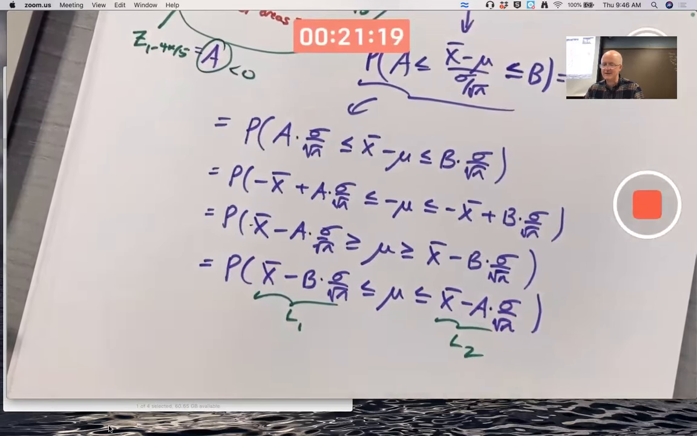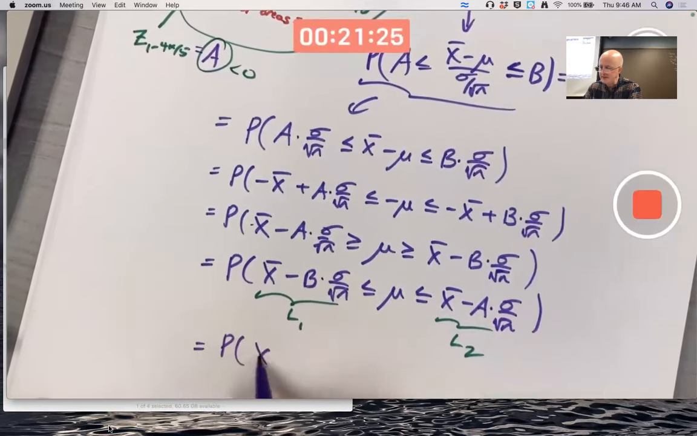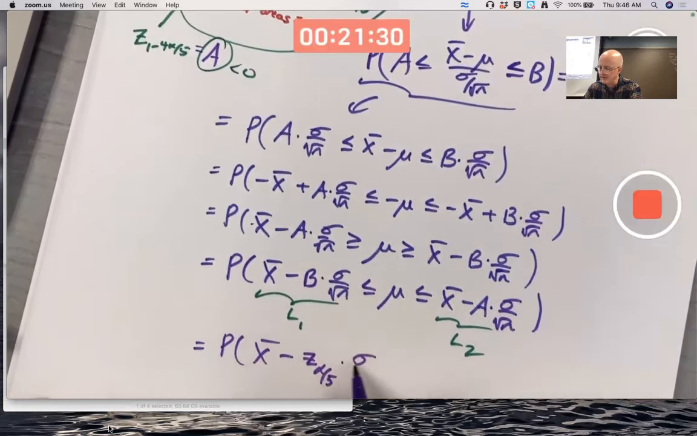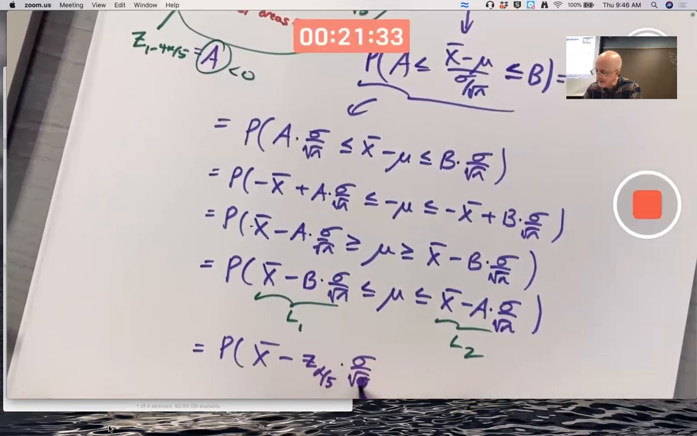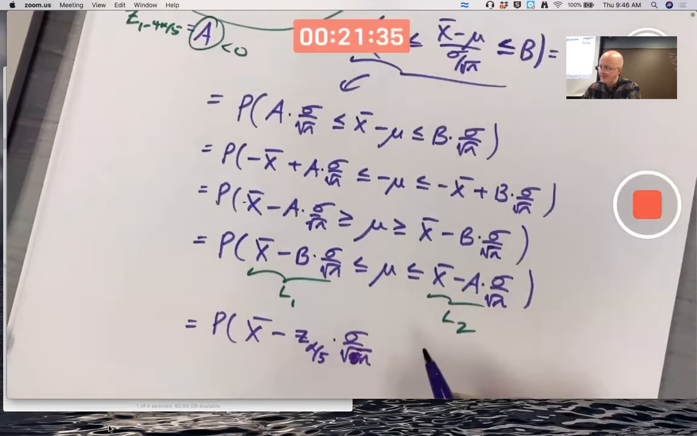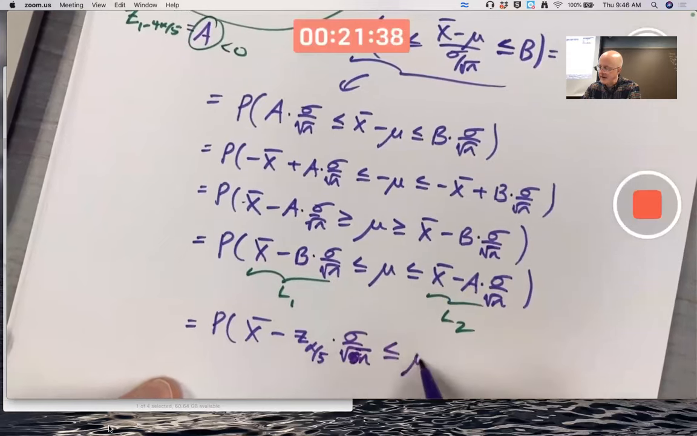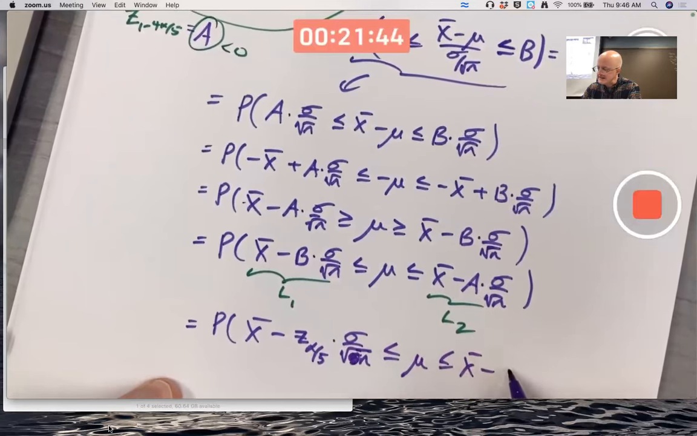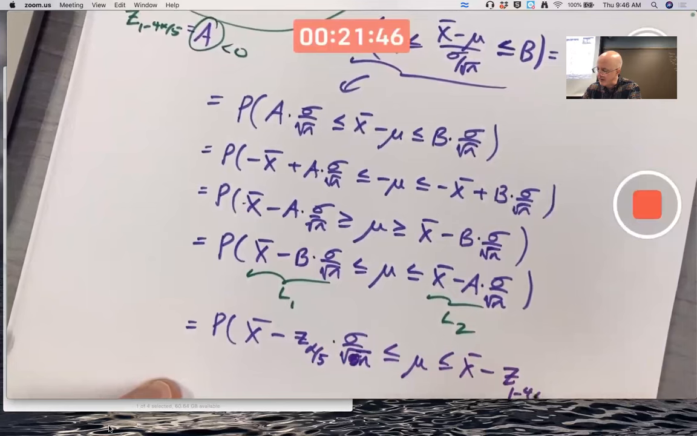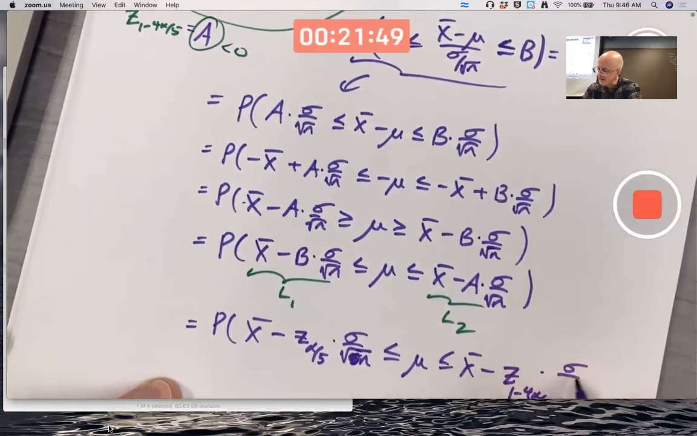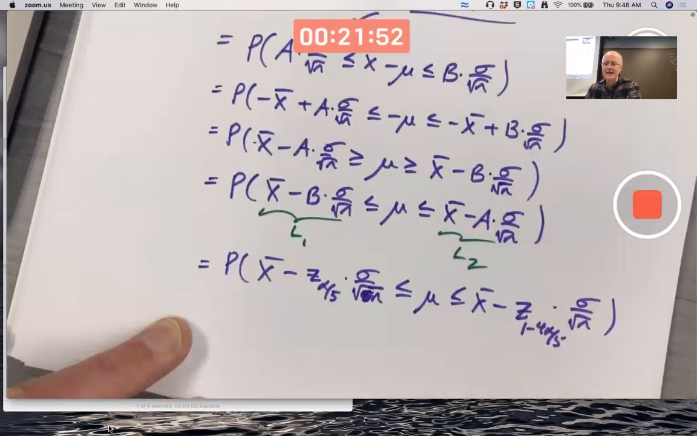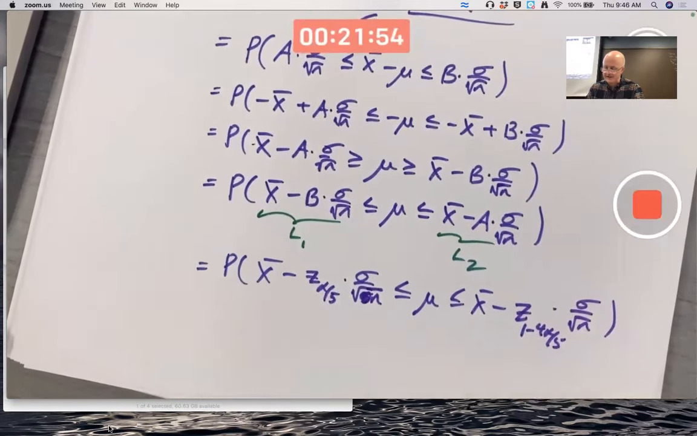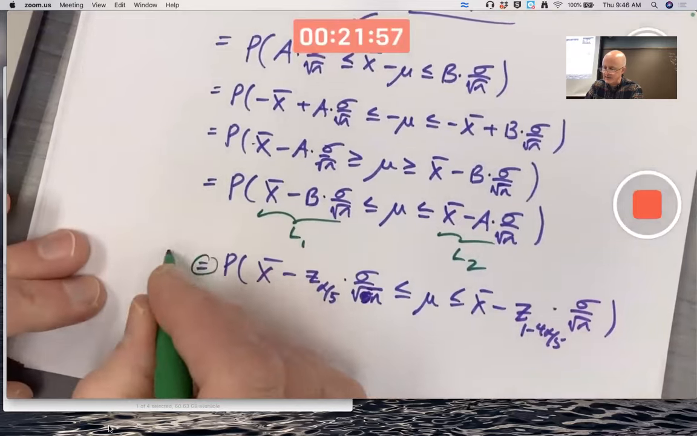And in particular, if you want to plug in what A and B are, B was, for our example, Z sub alpha over 5. Oops, that's supposed to be an N there. And A was Z sub 1 minus alpha over 5. This is for our example. I could have done a different example.